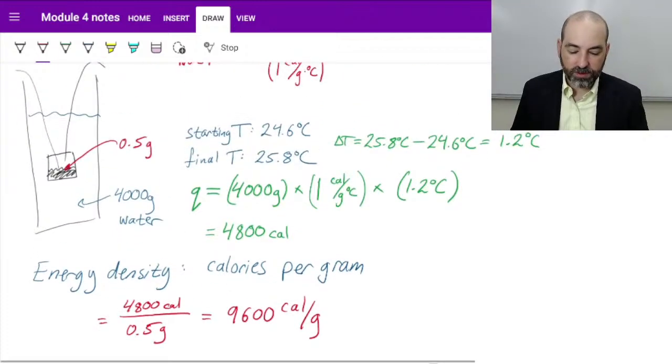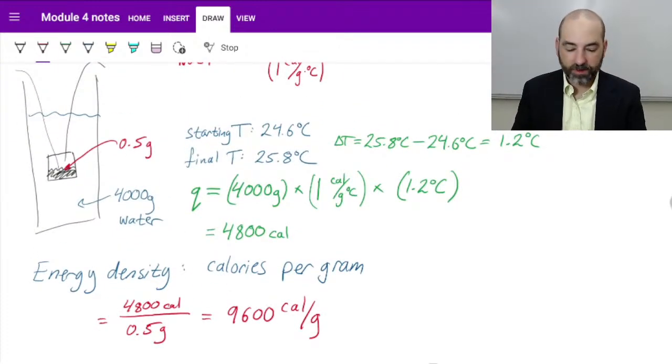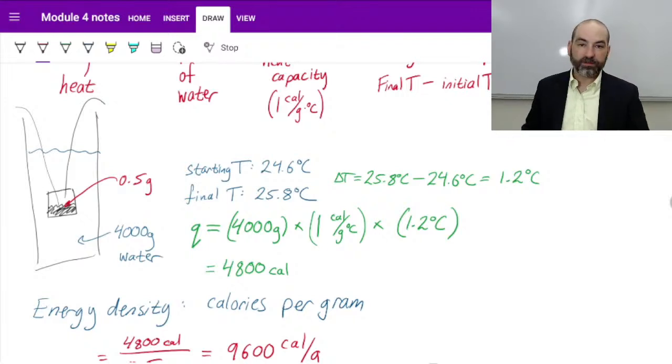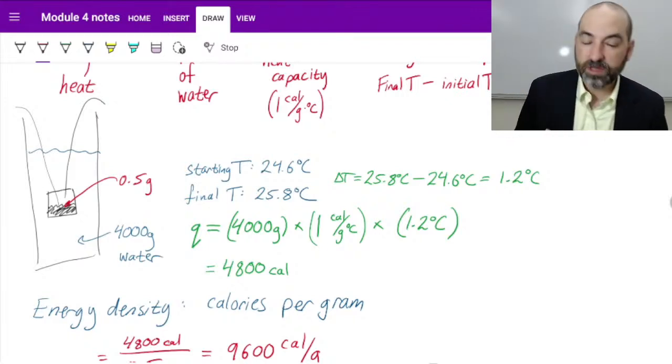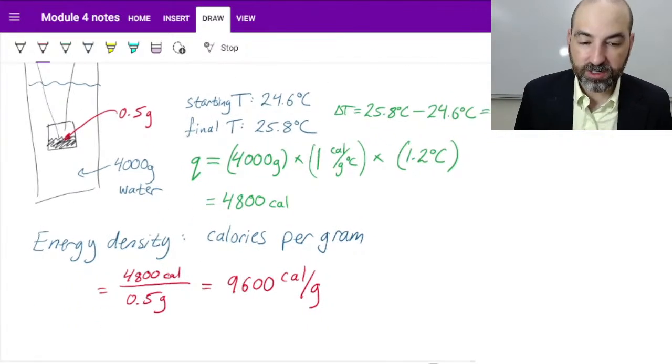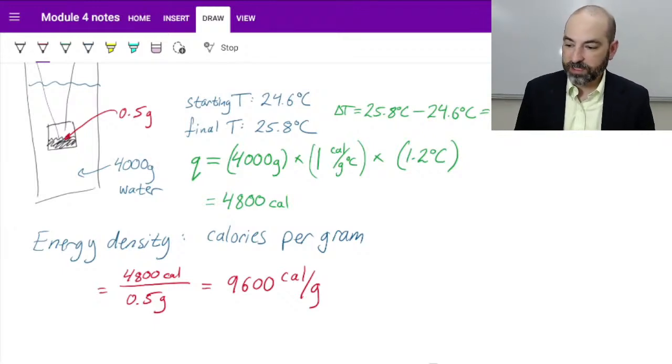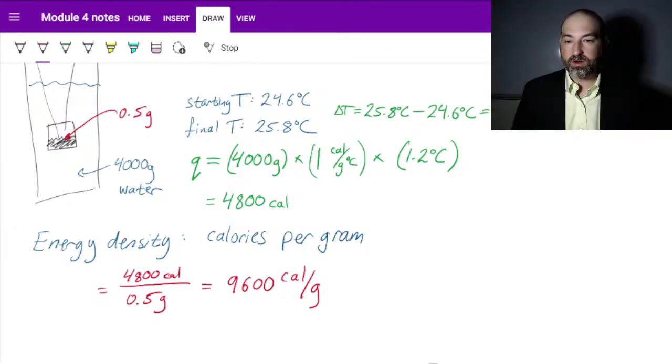So even if we use more, like let's say we use a whole gram instead of half a gram in the next experiment, we would expect to get double the amount of calories out. And so then when we did the division, we should end up with 9,600 again. Now, of course, it's an experiment, so it's not going to be perfectly the same every single time, but that should give us a general idea.